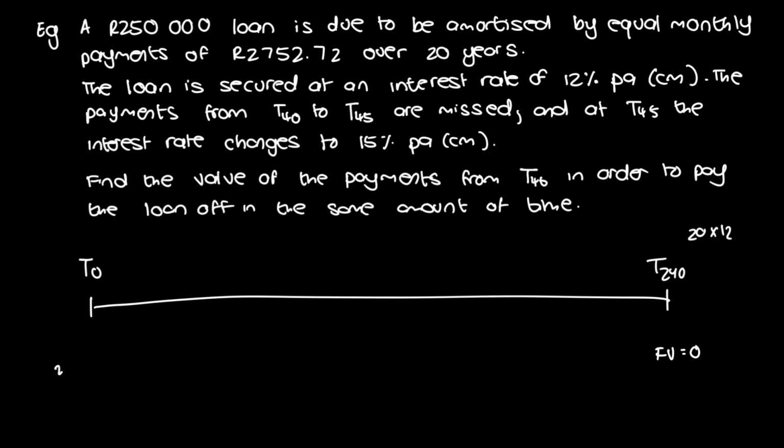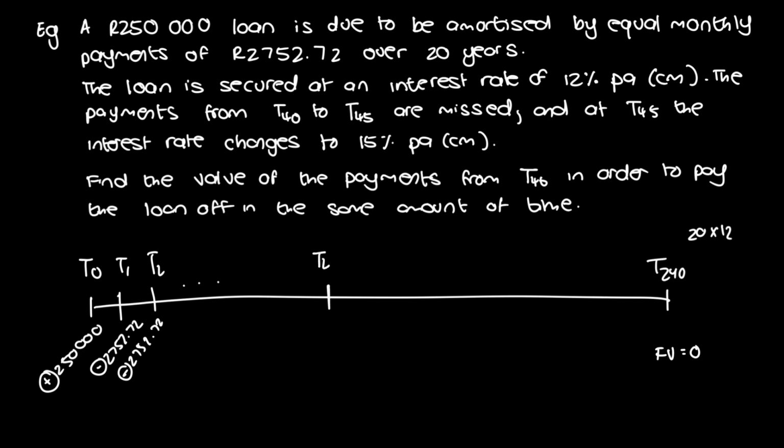At T0, we have the 250,000, which is positive because it's an inflow of money for the loan. And then at T1, we're going to have a payment. So that's the minus 2752.72. And this is going to continue pretty much every month. So at T2, the same thing is going to happen. So we're also going to have minus 2752.72 occurring there. And it's going to continue occurring until at T40, things are going to change.